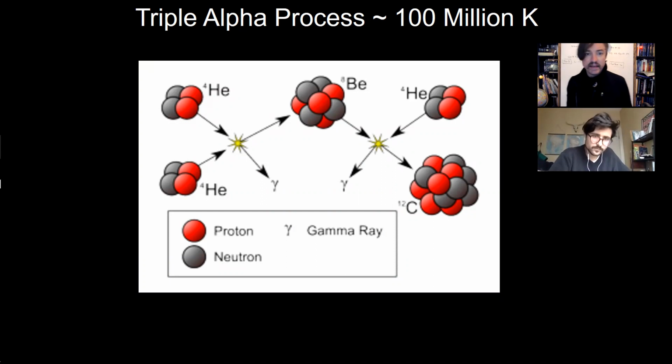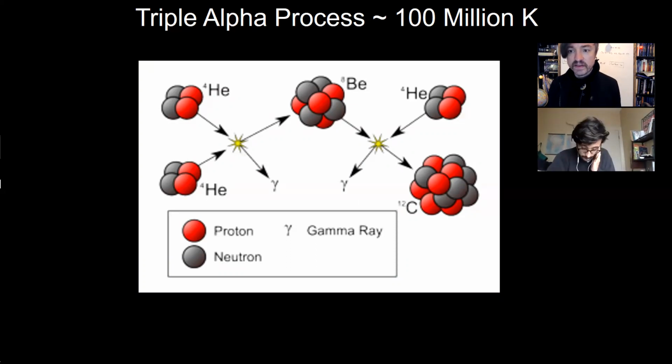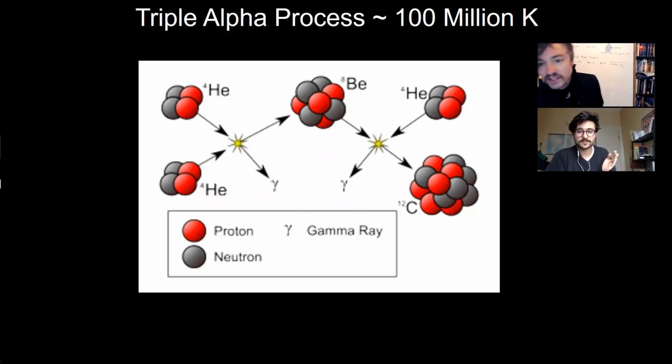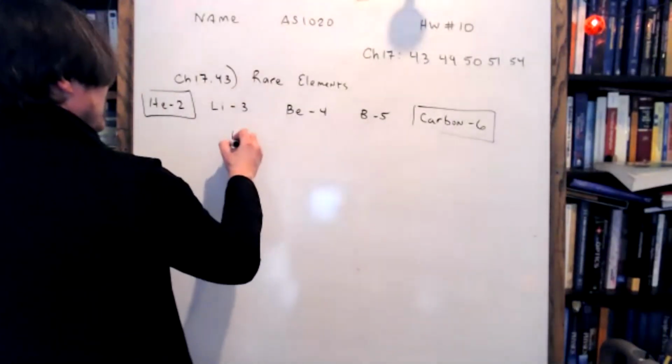Here's a big hint, Mateus. Psst, it's on my screen. It's like right there. Triple alpha process? Oh, right, the triple alpha process. Of course, that's what it's called. Okay, so this question is about the triple alpha process.